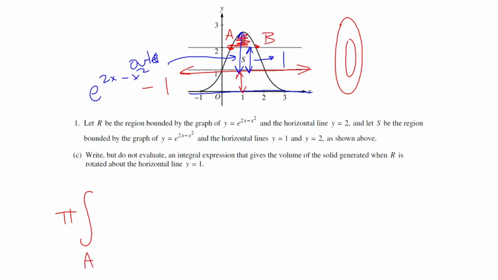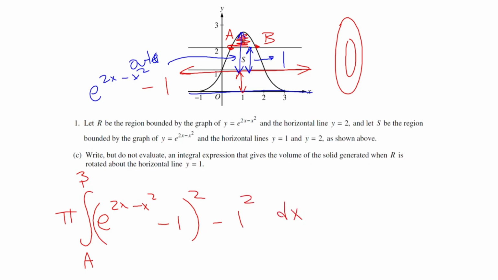So it's the integral from a to b of our outer radius, e to the 2x minus x squared minus 1 squared, minus our inner radius of 1 squared dx. And that should be your final answer.